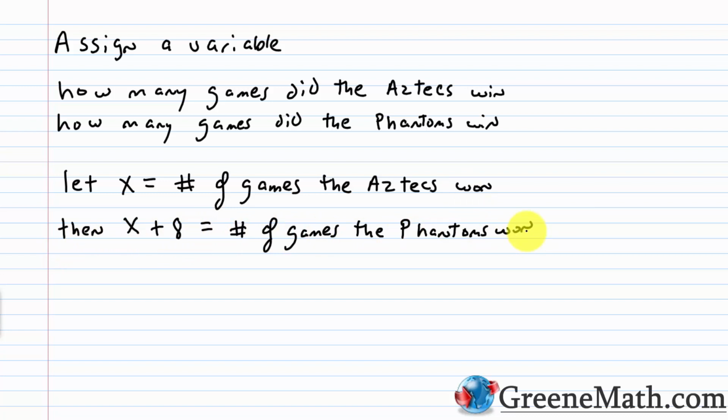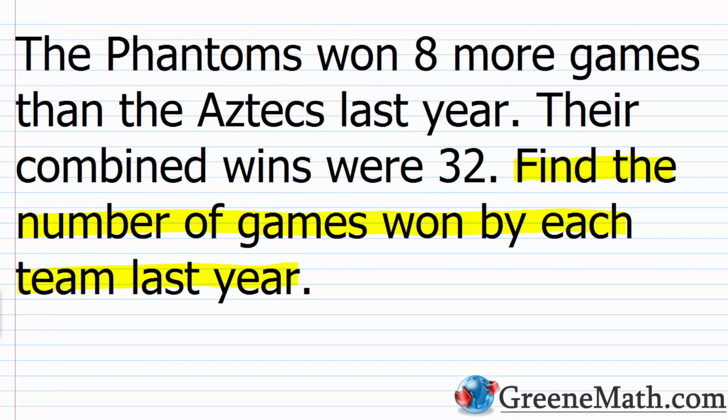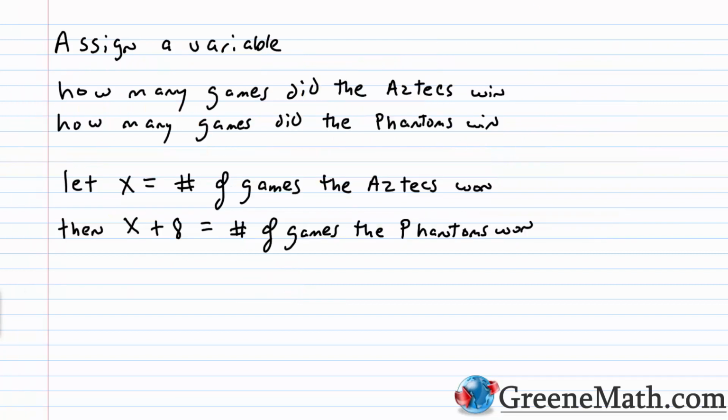Now the next step is to write out an equation. And in order to do that, you have to make use of the information given to you in the problem. So again, we're going to read it one more time. So the Phantoms won 8 more games than the Aztecs last year. Their combined wins, and this is key right here, their combined wins were 32. So if their combined wins were 32, that means that if I take the number of games that the Aztecs won, which is x, and I add to that the number of games that the Phantoms won, which is x plus 8, that amount should be 32.